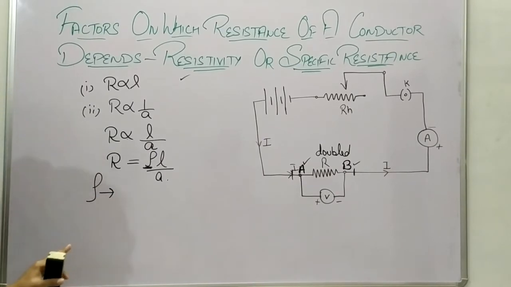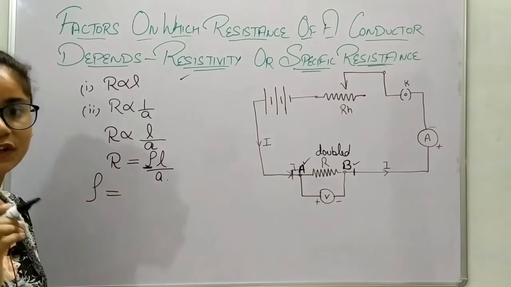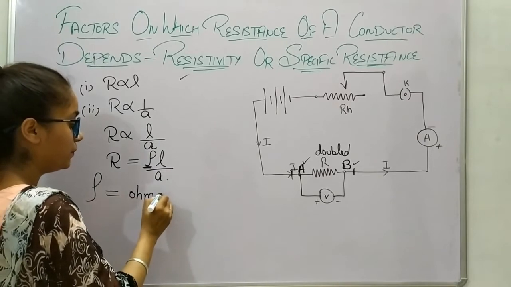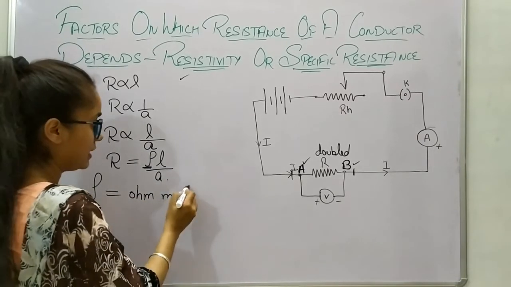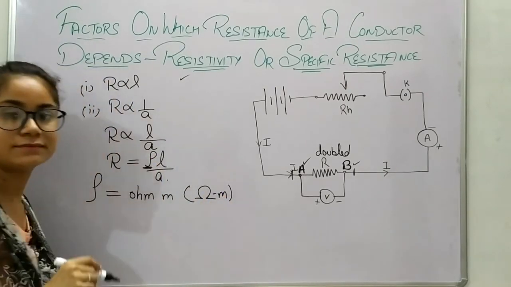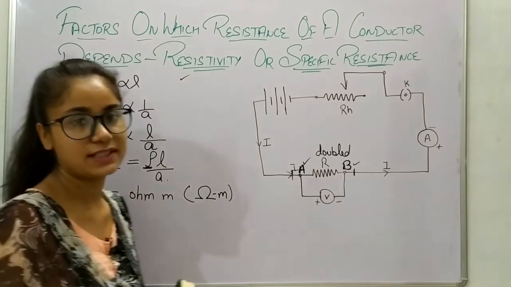This is the symbol of specific resistance, and the unit of specific resistance is ohm meter, or you can say use a symbol like this. So this is all about the resistivity or specific resistance.